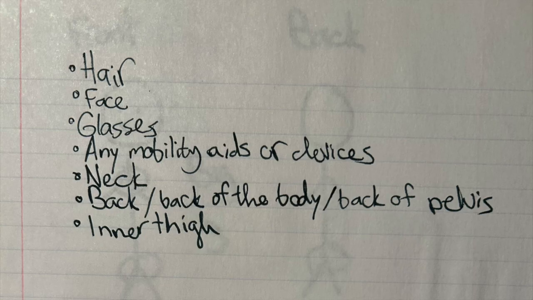General tips. Here are some parts of the body that people commonly forget to go over: their hair, their face, glasses, any other mobility aids or devices they wear, hearing aids, insulin pumps, canes, wheelchairs. For the purposes of intimacy, I consider these a part of you, and only you have the right to allow or not allow others to touch them. Neck, the back, and the back of the body, including back of pelvis and inner thigh.